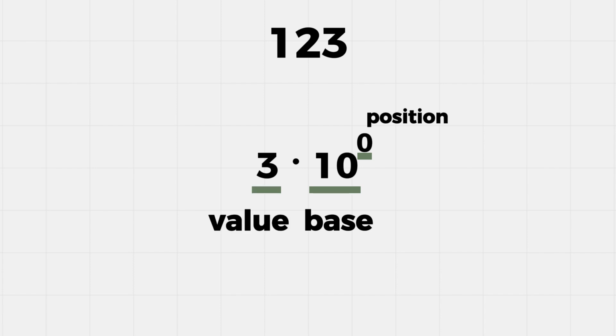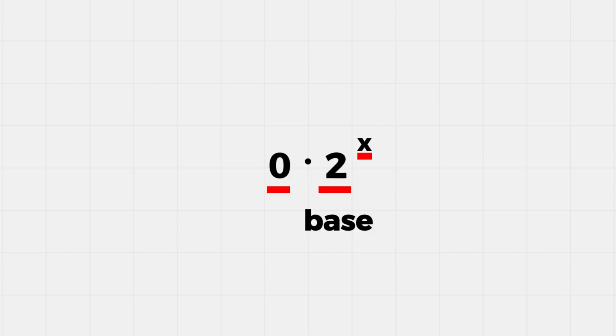Right, and the same thing with 2. 2 times 10 to the power of 1. The value is 2, the base is 10, and the positioning is 1. Because we start from 0. It's the same thing in binary, or base 2, where the base is 2, you got the positioning, and we got the value, which is either 1 or 0.